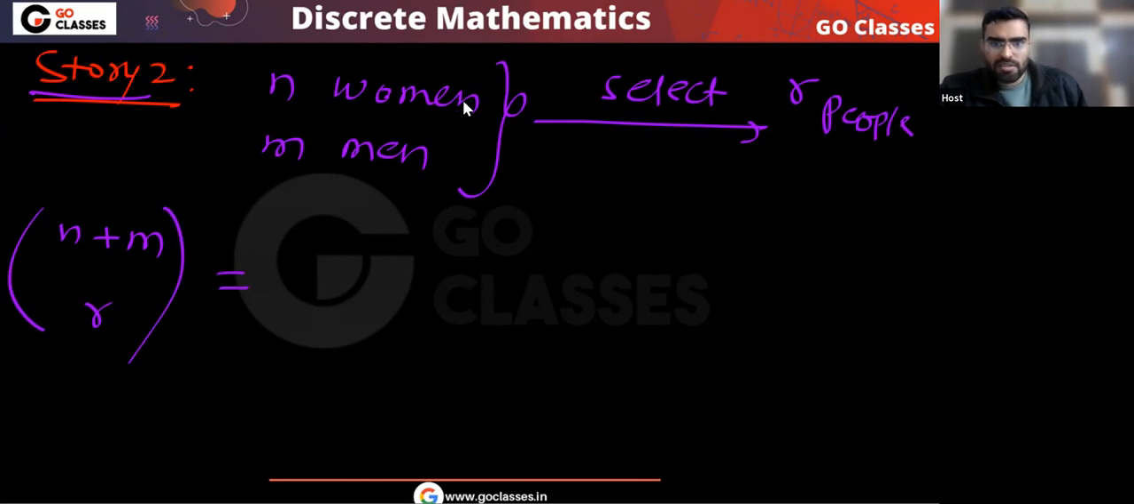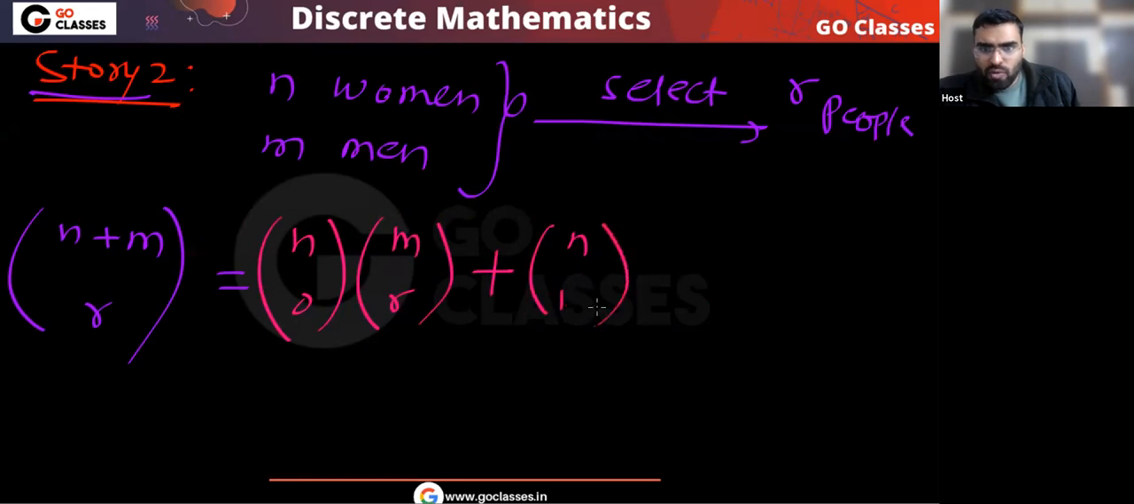Now you can notice that this same thing you can do like this. Let's see how many women you are selecting. You can select 0 women. Then how many men do you have to select? If you select 0 women, then how many men do you have to select? R.